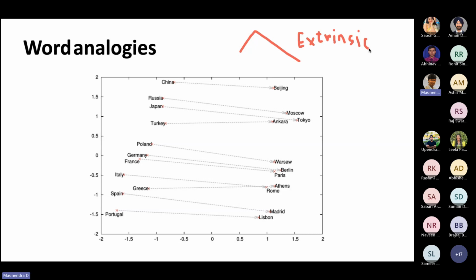The other thing was, can we have some kind of intrinsic evaluation where we do not have to rely on any additional task or task-specific data? And people used word analogies as one kind of intrinsic mechanism for evaluating word embedding techniques. So how does it work? They say that the word analogy task is something like A is to B equals C is to what?